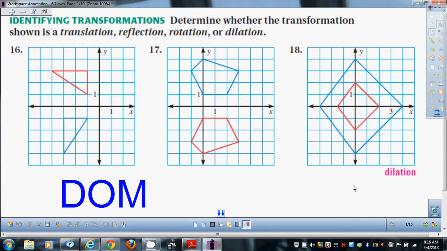This is an example. The red is the pre-image, the blue is the image of a dilation. Now, dilations are either enlargements or reductions. If it started with the red one and went to the blue one, which one would that be? An enlargement or a reduction? If it started here, it would be an enlargement. And if it went in the other direction, it would be a reduction. Very good. Now this goes in with the last chapter we did because when you dilate something, you're going to have a scale factor. How much bigger? How much smaller? So that's what we're going to be working on today.